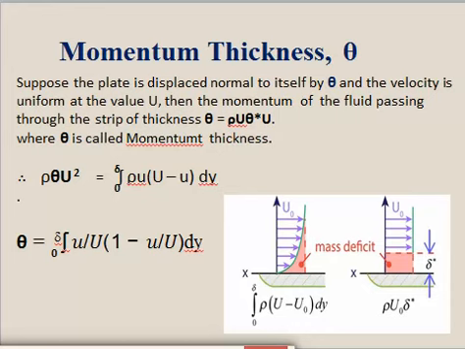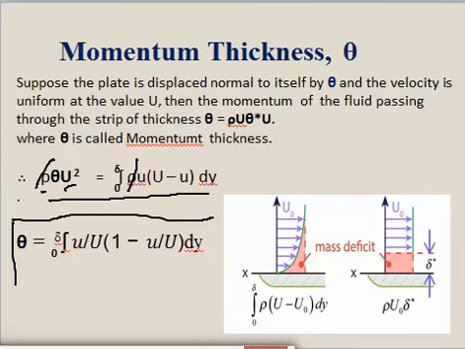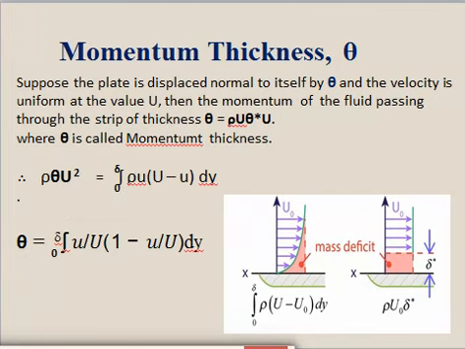So our left side and right side, you can equate them. So you can cancel rho from both sides and divide by U square on the right-hand side. So finally we will get the equation theta equals integration 0 to del of small u by capital U into (1 minus small u by capital U) into dy. So basically this is the equation for finding the momentum thickness.